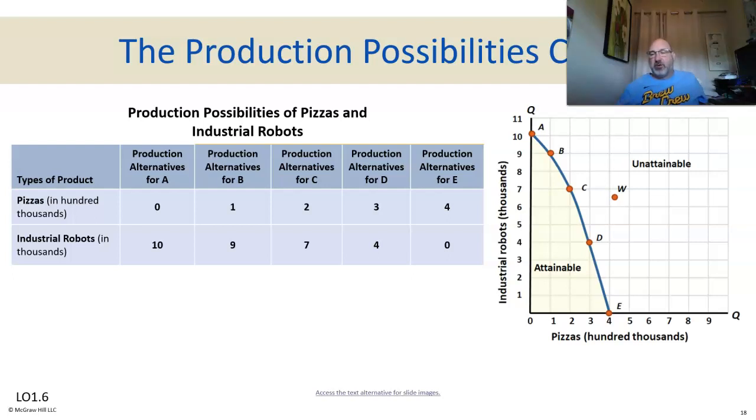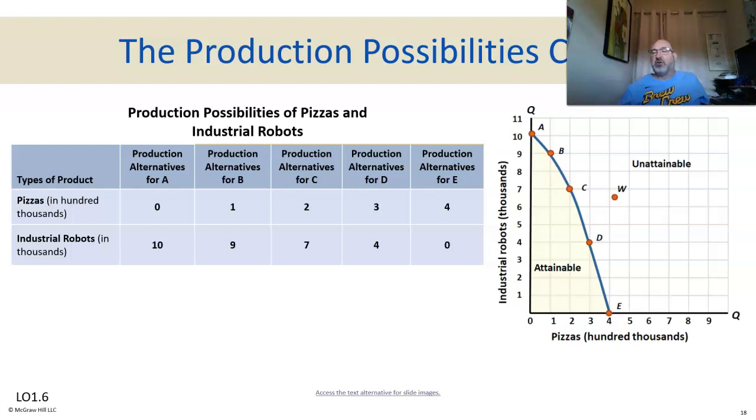Just like before, a point on the curve is preferable to anything inside the curve, which is attainable. But any point inside the curve means that you are not using all of your resources. So if you are inside the curve, you can move out to the curve without sacrificing any pizzas or robots. If you are on the curve, to get more pizzas, you must give up robots, or to get more robots, you must give up pizzas. Note that W is an unattainable point. You cannot get anything outside the curve. You do not have enough resources today.